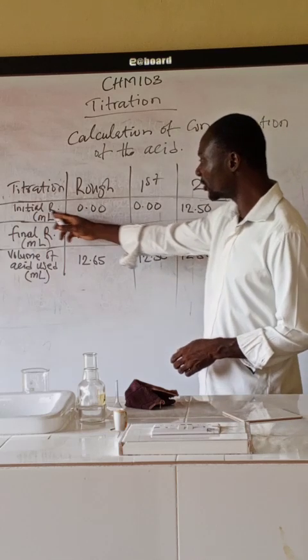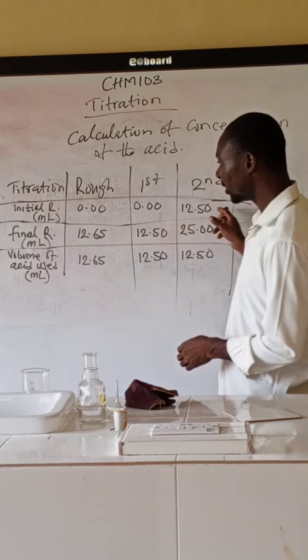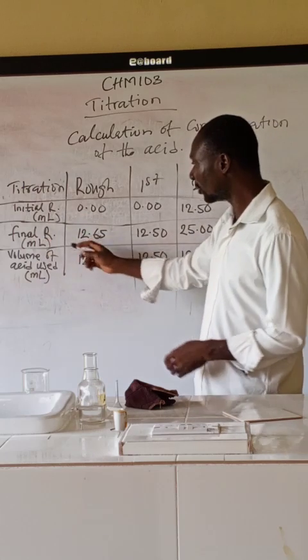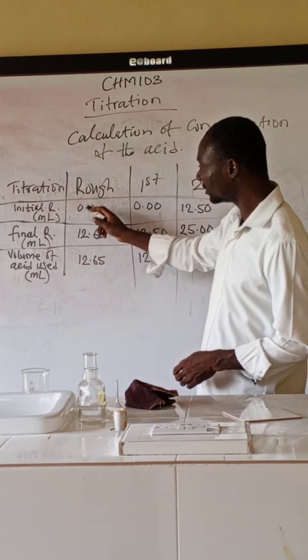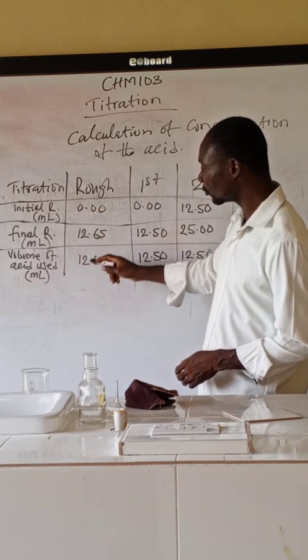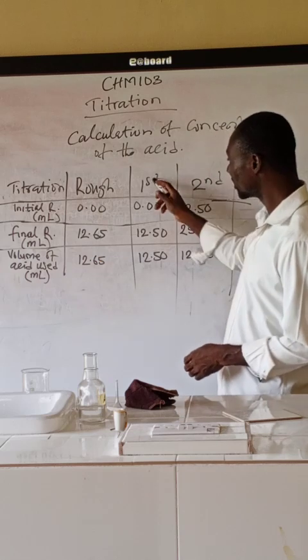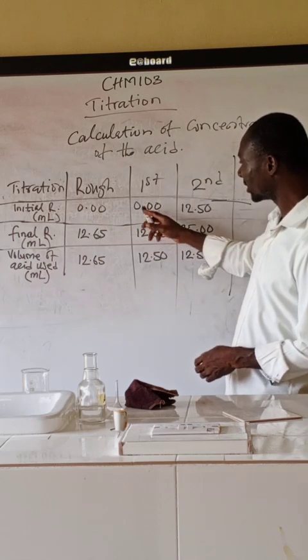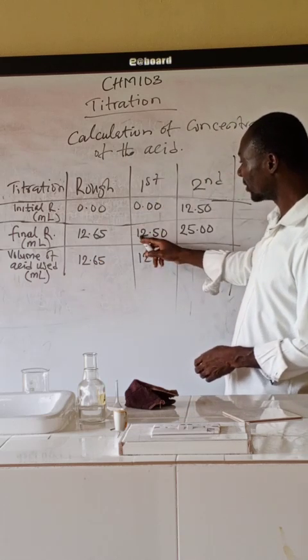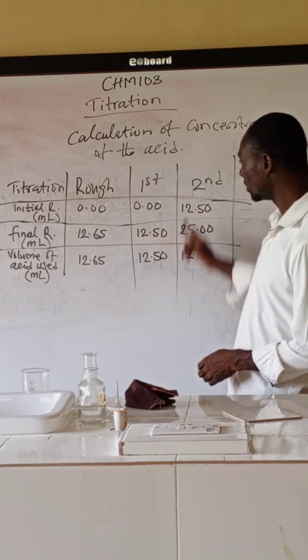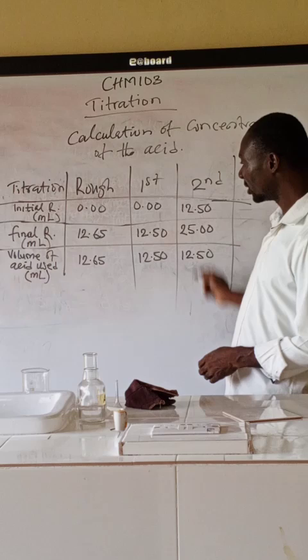Now, this is our initial reading in milliliters. This is our final reading. Subtracting this from this will give us the volume of acid used. Then the same thing is done here: subtracting the initial from the final reading will give us the volume of acid used for the first titration, and the same for the second titration.